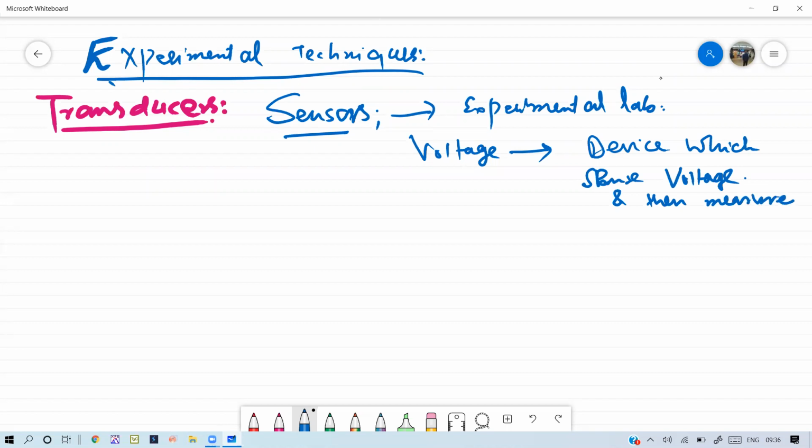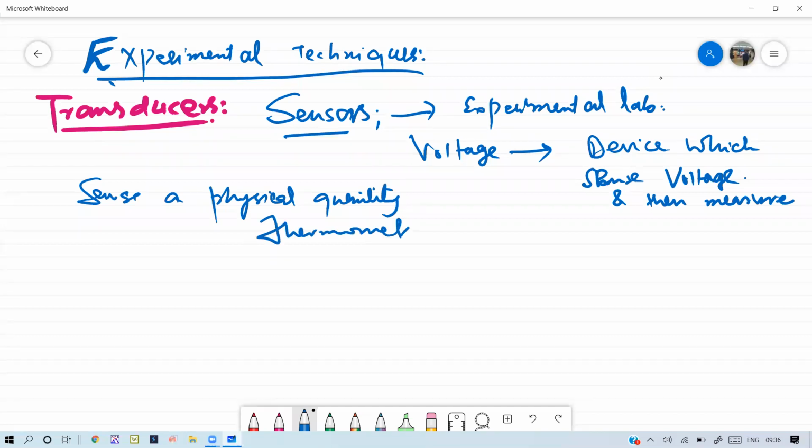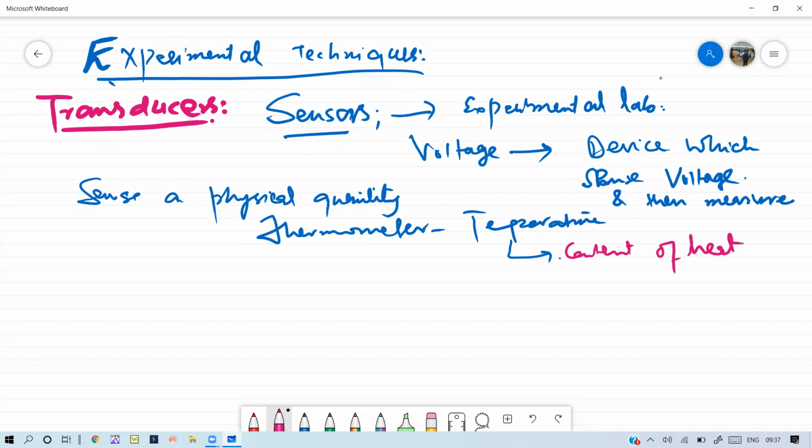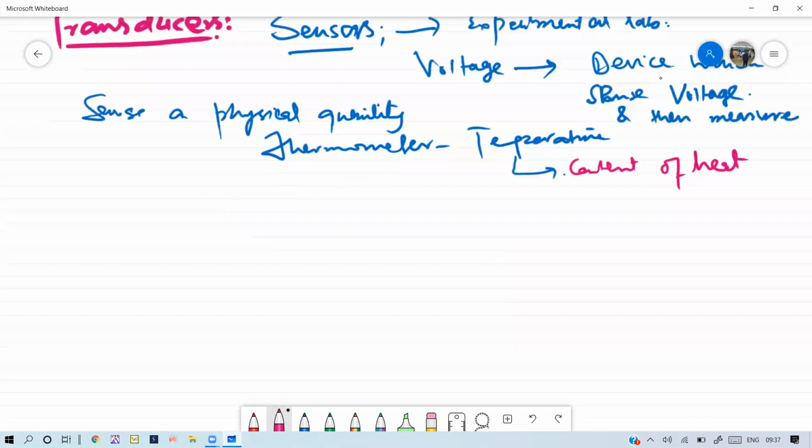Any device which senses a physical quantity or a physical signal. This physical quantity can be anything, like a thermometer. It senses temperature, which is actually the content of heat. So you have all seen these devices, and you have been able to identify them based on their principle of working, what they actually do.